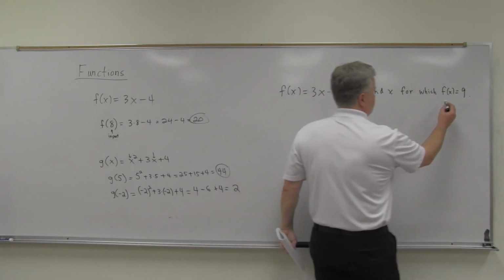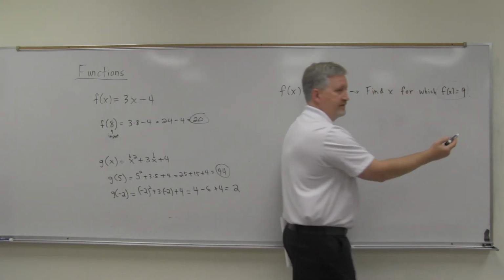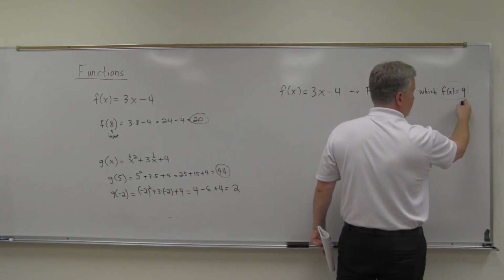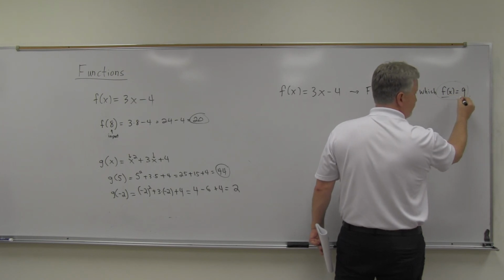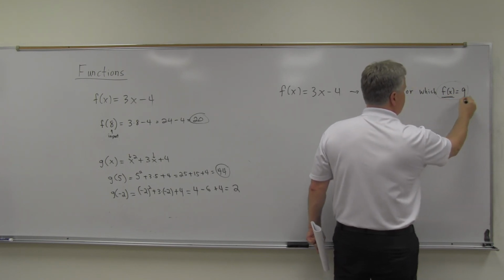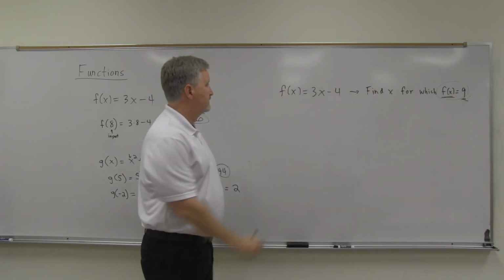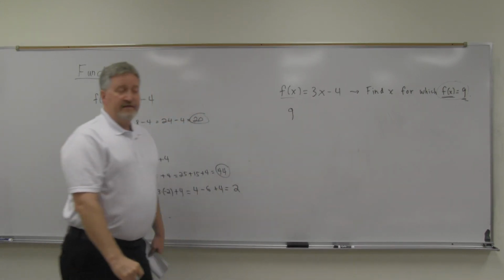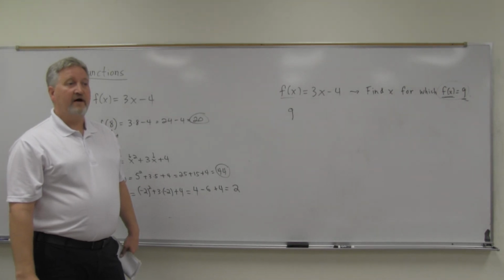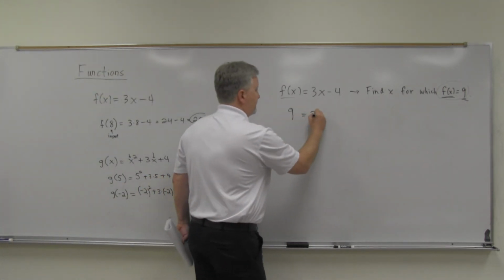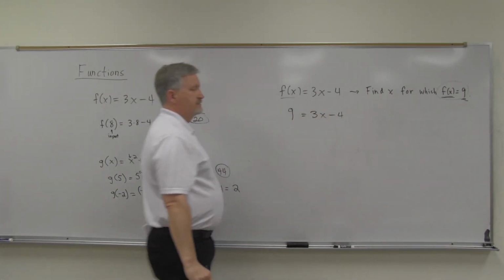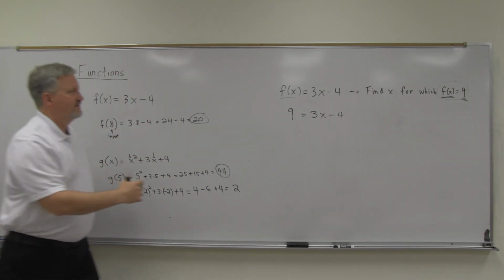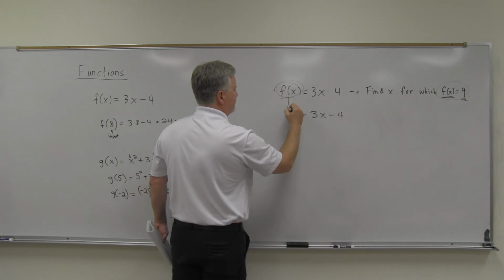So what this is telling me is really telling me what to do, because it says I want f of x equals 9. In other words, in this case, I'm going to replace f of x by 9 instead of what we were doing before. Is that okay? We changed it around a little bit. F of x is 9. So this whole thing right here is 9.